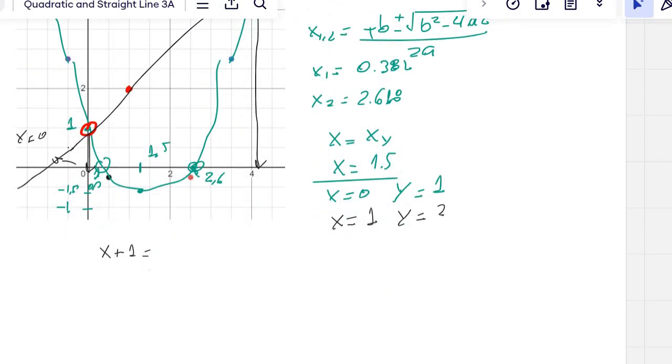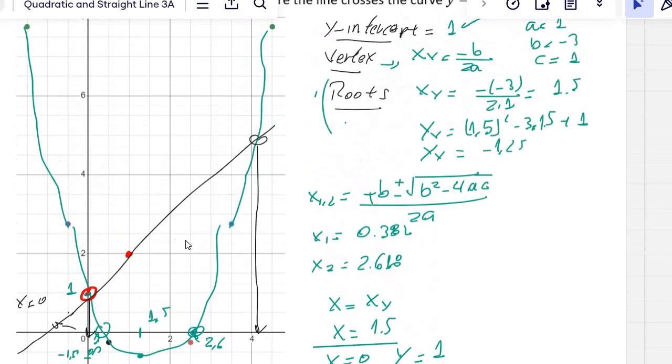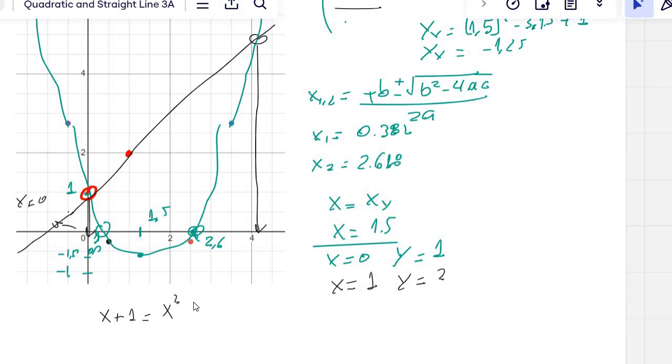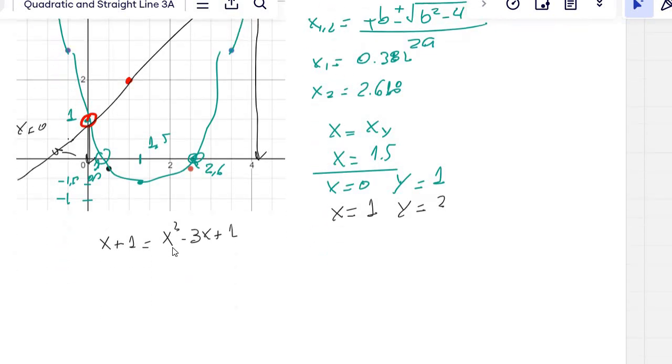So x to the power of 2 minus 3x equals x plus 1. Then you have to solve this equation. You do 0 equals x squared minus 3x plus 1 minus 1 minus x. So 0 equals x squared minus 4x. Then you can solve it with Bhaskara.